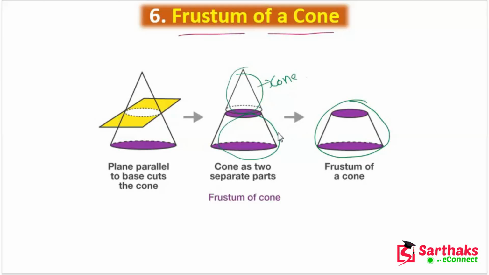To get this part of the right circular cone, we have to slice it horizontally, or parallel to the base. We can cut it like this, or like this also, but if we cut it horizontally, parallel to the base, then this will become a frustum of the right circular cone. I hope you get this point. Both parts have different volumes and areas.